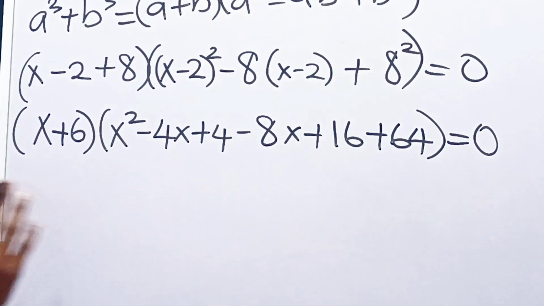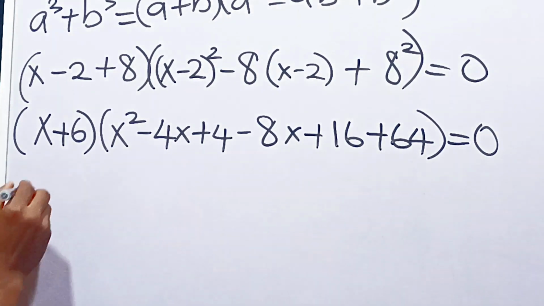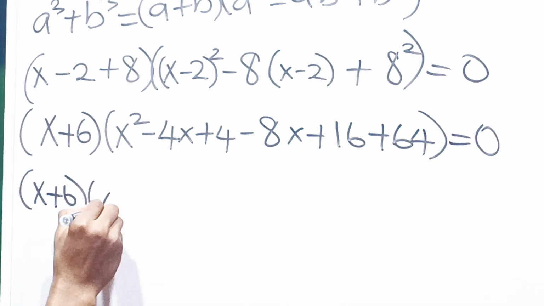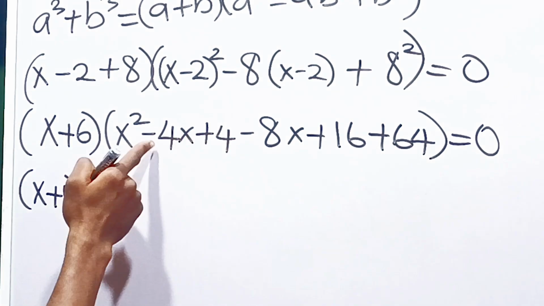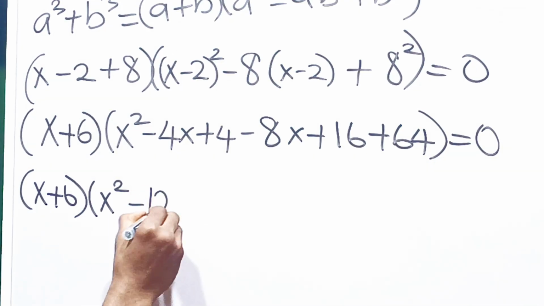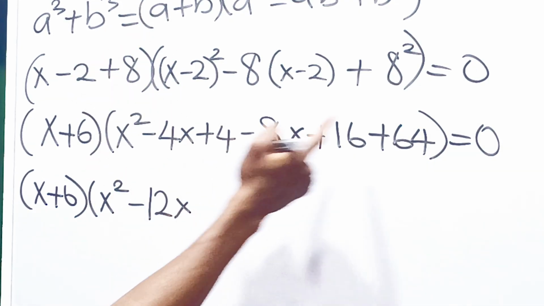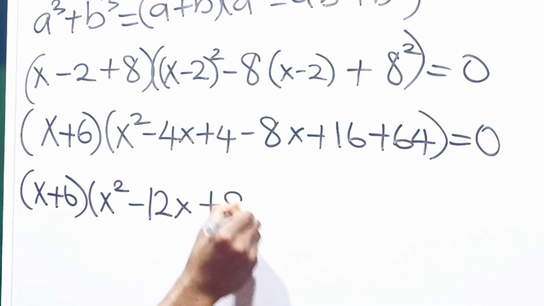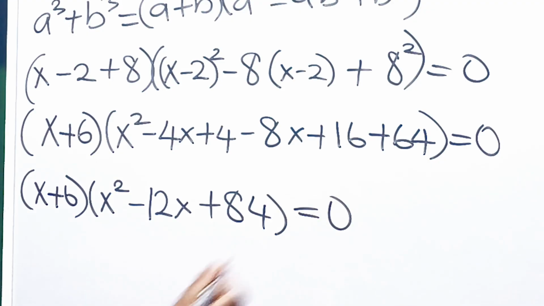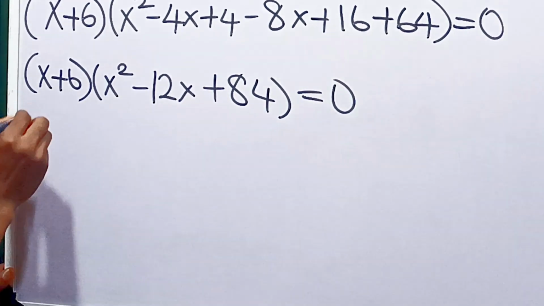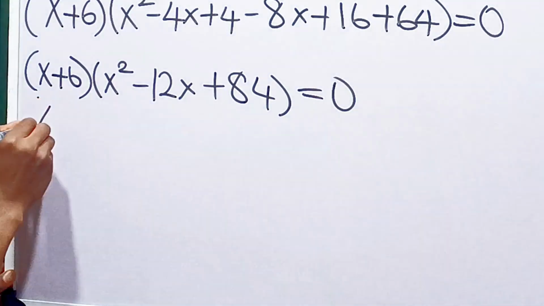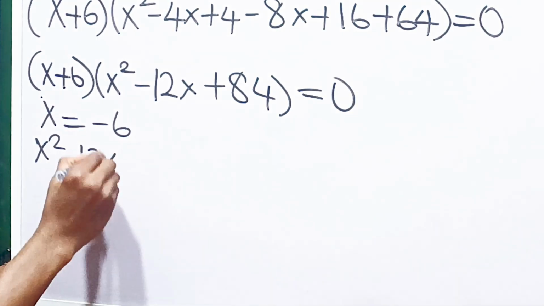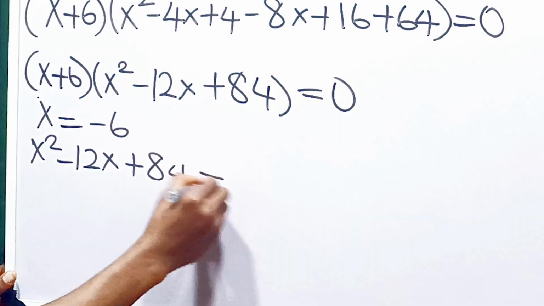Okay, moving on from here, we can now say that this is (x + 6) into (x^2 + 4x − 4x − 8x), which is −12x. And we have 4 plus 16 is 20, plus 64 is 84, to be equal to 0. Now from here it's either this is equal to 0 or this is equal to 0. So it's either x is equal to −6 or x^2 − 12x + 84 is equal to 0.